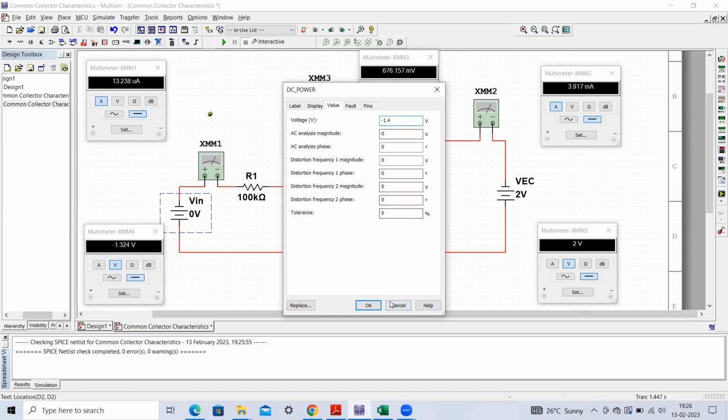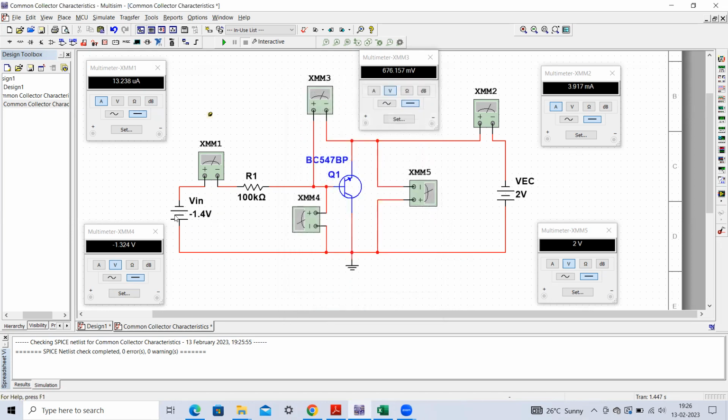One important point here is that because it is MultiSim, it is software, I can make it -1.4. I'm not changing the polarity over here, but while doing the experiment on the breadboard, you have to remember to change the polarity, then apply 1.4 volt. You cannot put any negative sign onto your breadboard.